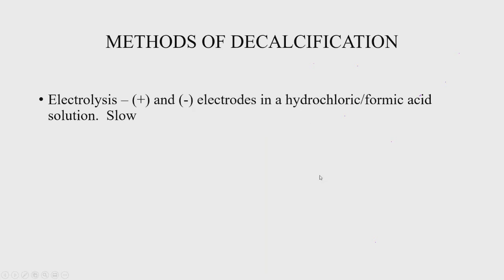So one method is electrolysis, where you have a hydrochloric and formic acid solution, and you have these electrodes, positive and negative, within the solution, and they will slowly draw the ions out just by the method of electrolysis. They will draw those ions out into the HCl and formic acid solution. And it's very slow. This is why it's not really practical for histology purposes. It's a very slow process, but in research, this is used quite effectively.